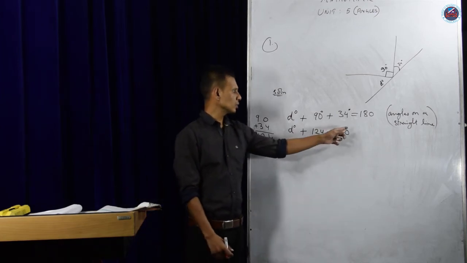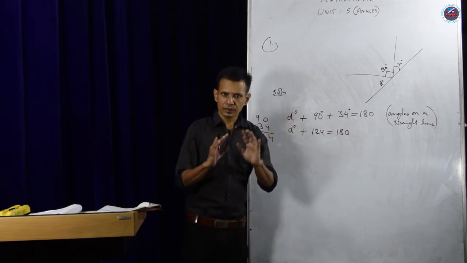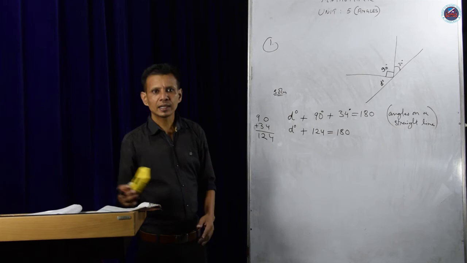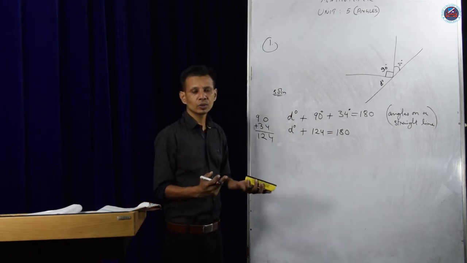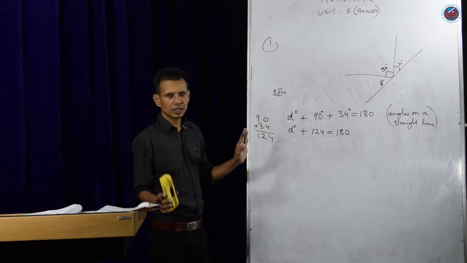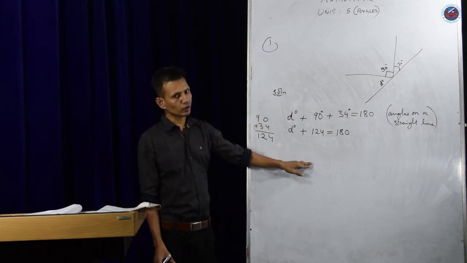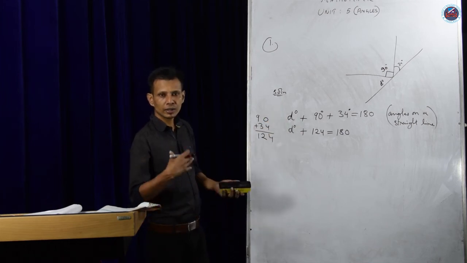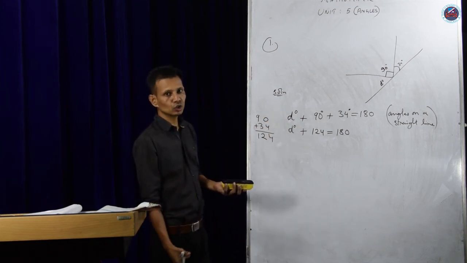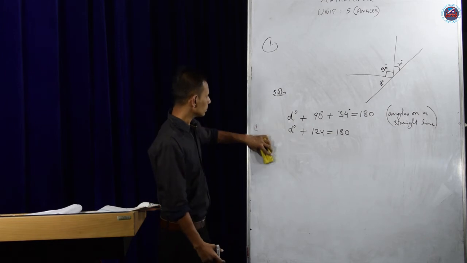It is not necessary to write degrees as you go on while you're doing calculation. If you write it, well and good. If you don't write it, there's no mark deduction. But at the end of your answer, don't forget to show the degrees, or any kind of units. You need to show them at the end of the answer. Okay.